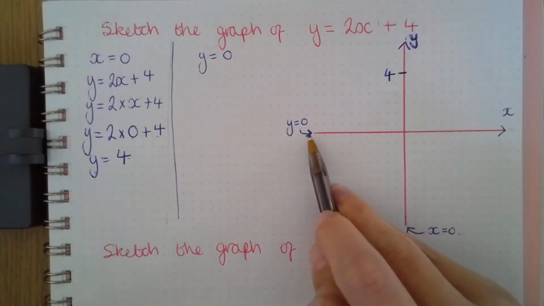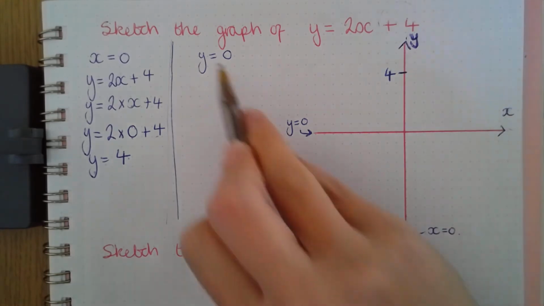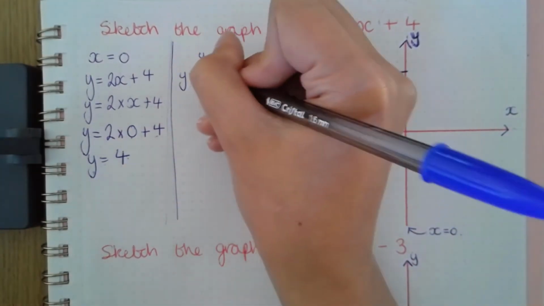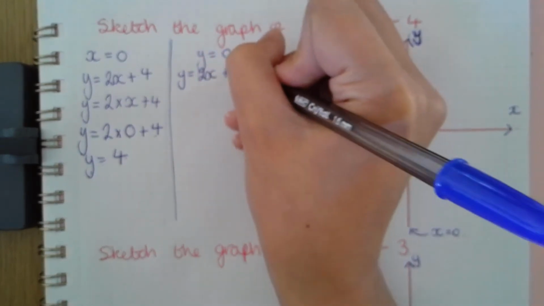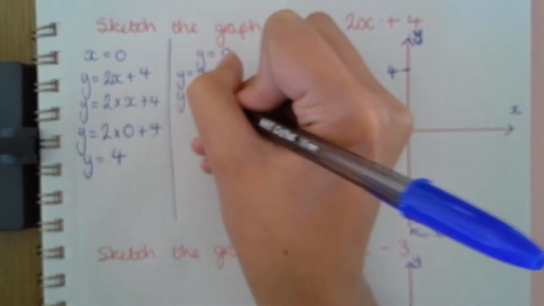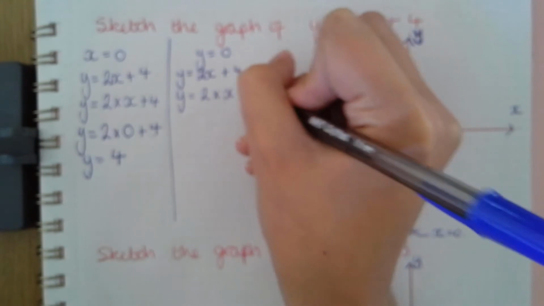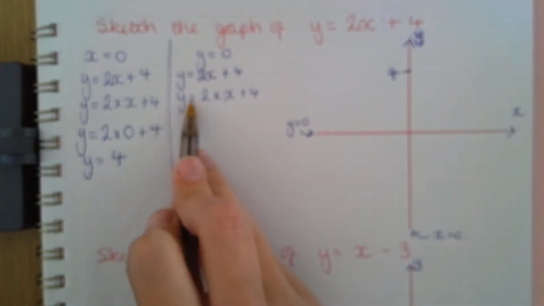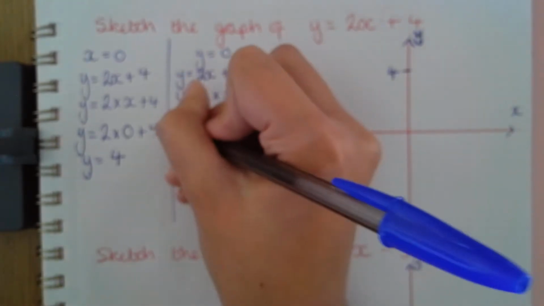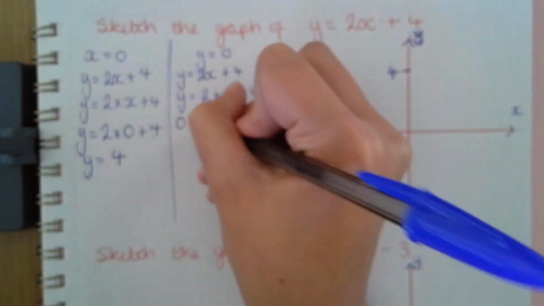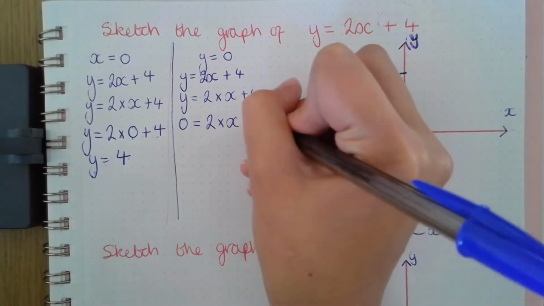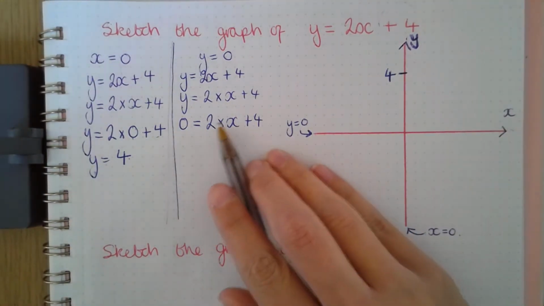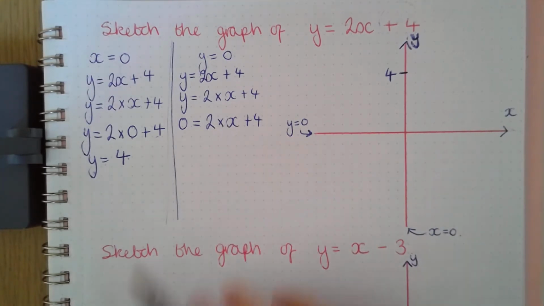To find the other axis, I let y equal 0. So I'm going to rewrite the question. y equals 2x plus 4, which means y equals 2 times x plus 4. This time y equals 0. So instead of y equals 2 times x plus 4, I'm going to put 0 equals 2 times x plus 4. I need to work out what x is.